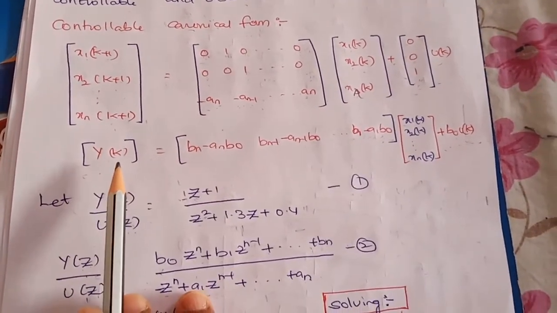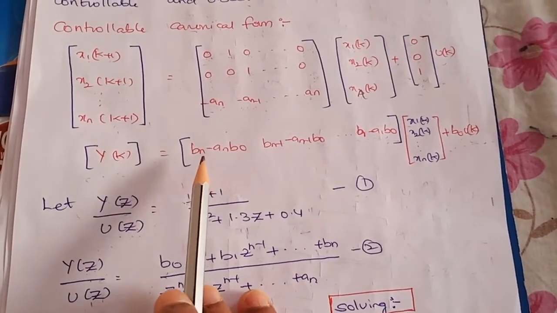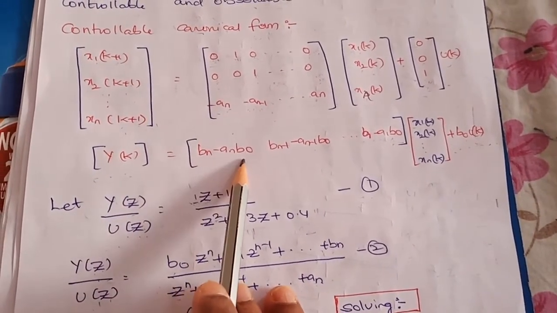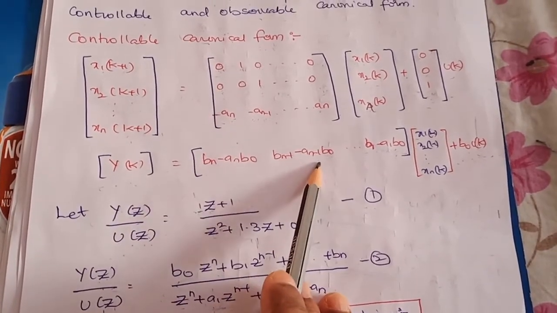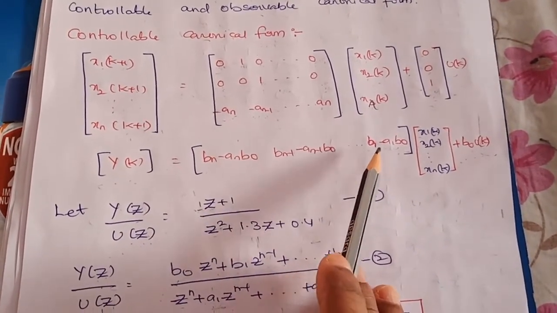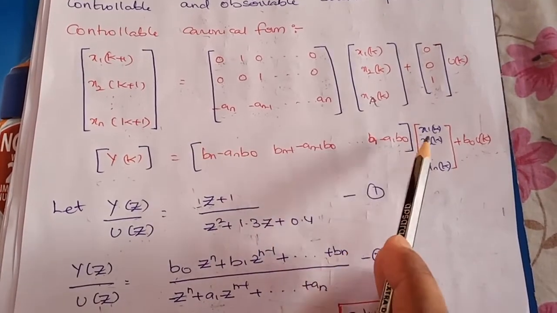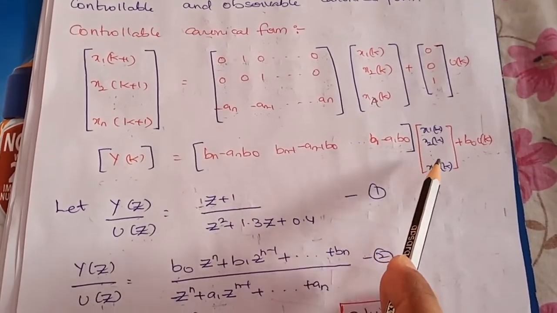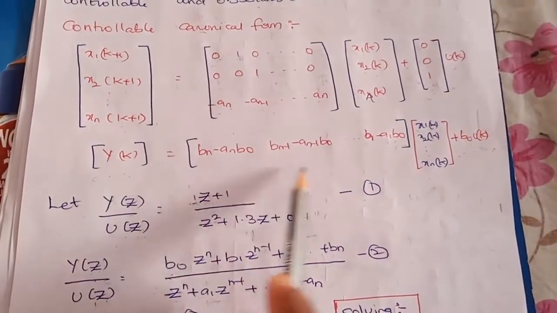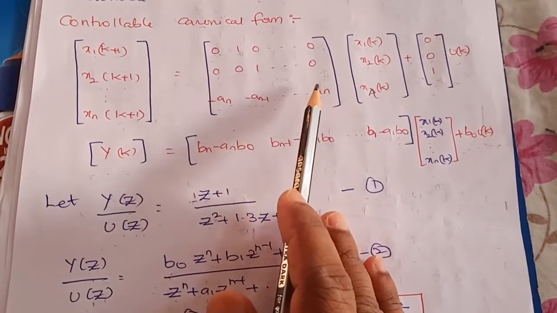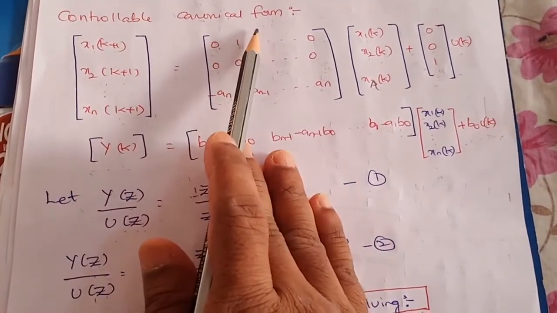Coming to the output equation, y(k) equals [bn minus an b0, then bn-1 minus an-1 b0, and so on up to b1 minus a1 b0] multiplied by x1(k), x2(k) up to xn(k), plus b0 u(k). So this is how to represent the standard state space representation of controllable canonical form.